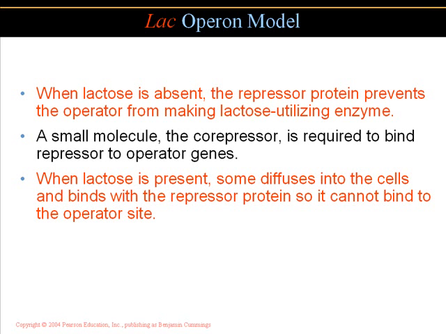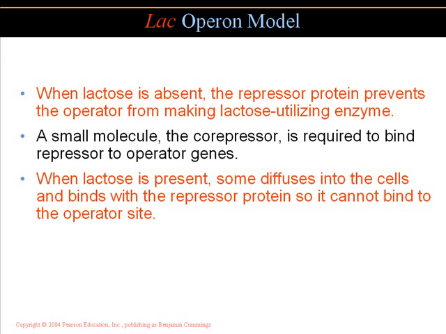When lactose is present, there's some diffusion into the cells. We see it will bind the repressor protein. Remember what happens when you bind a protein. If you remember when we talked about enzymes, if we bind a protein at a particular site, it changes the shape of that particular protein or enzyme. When it changes the shape, it can no longer bind to the substrate.